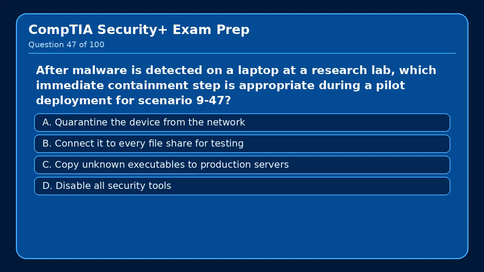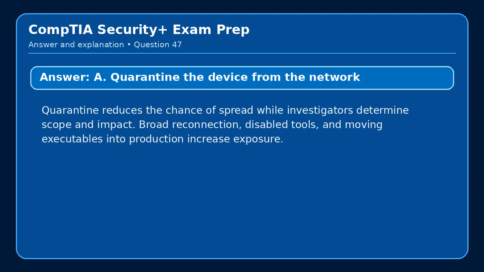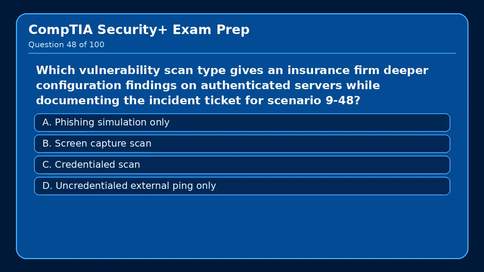Question 49. How should a hospital network prioritize two vulnerabilities when one has active exploitation and internet exposure as part of the risk reduction project for scenario 9 to 49? A. Address the actively exploited internet-facing vulnerability first. B. Ignore exploit intelligence. C. Patch only systems with the lowest business value. D. Fix alphabetically by system name.